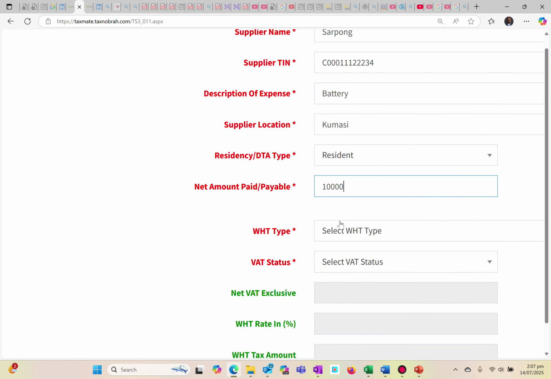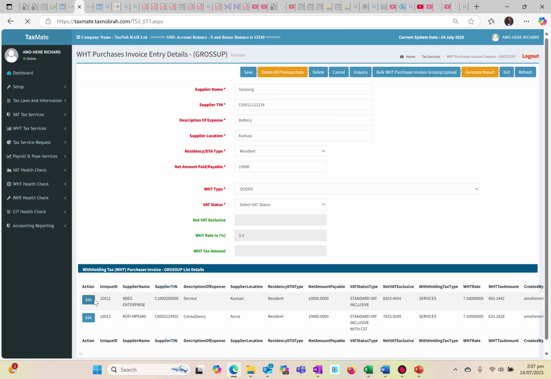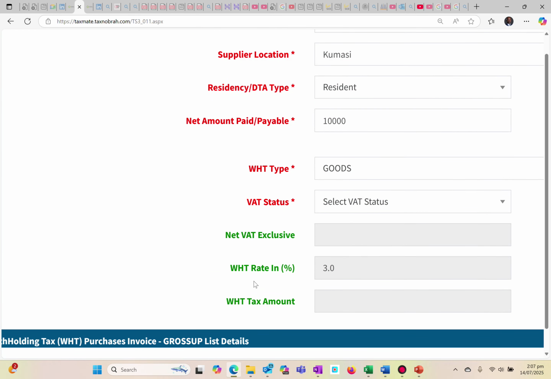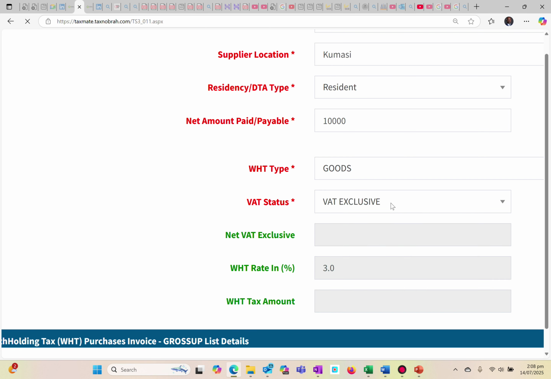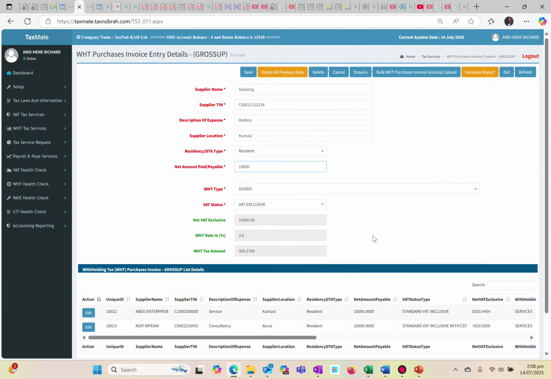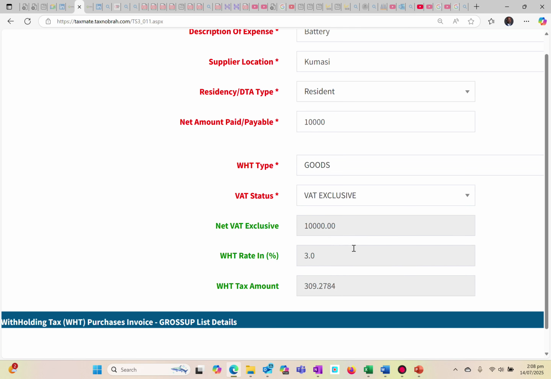Okay, great. So in this case, let's say this one, it was goose. Once it's goose, the system gives us the appropriate rate. And the VAT status, we say that it is VAT exclusive. Let me see whether it's VAT rate inclusive. VAT exclusive means that the 10,000 we paid didn't have any VAT element in it.